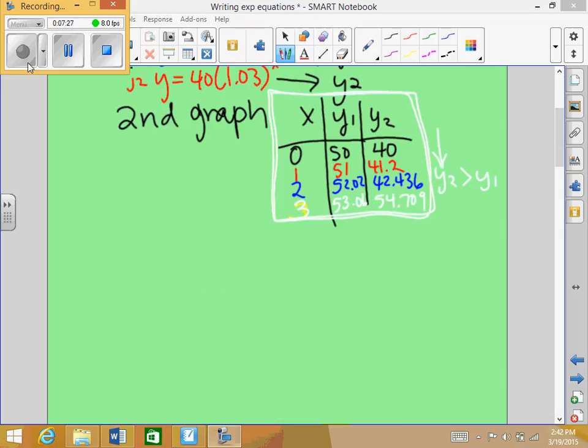And if you scrolled on down to year 23, job 1 is at $78.85, and job 2 is at $78.94. So this is where about 23 years will job 2 be giving more of an annual salary than job 1.